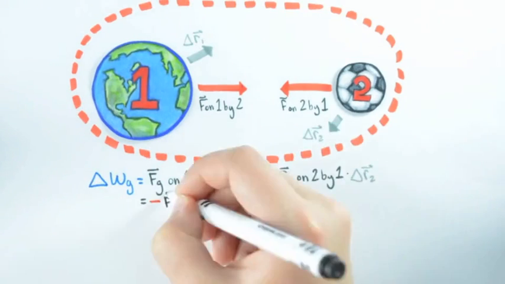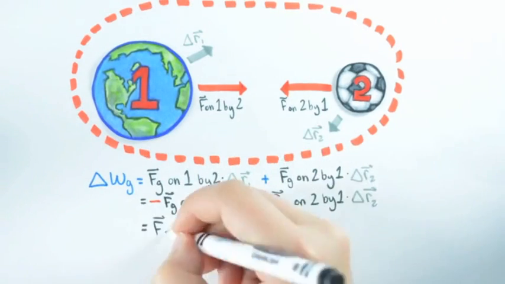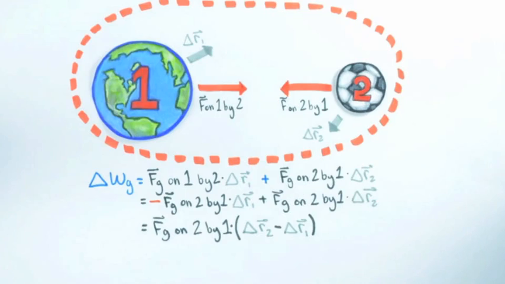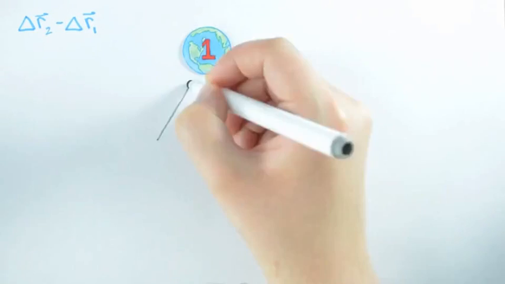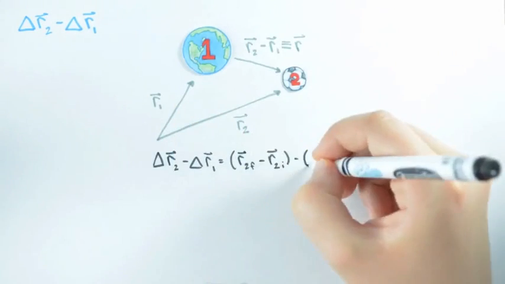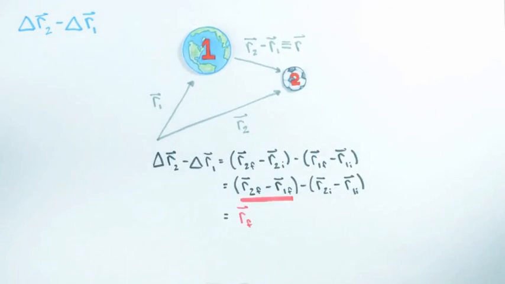Now, we can use reciprocity to rewrite this term, and we can factor out the common force term because the scalar products obey this distributive property. Let's focus on the term delta r2 minus delta r1. We can expand and rearrange, and using a few steps of algebra, we can see that this term is just the final relative position vector, and this term is just the initial relative position vector. So delta r2 minus delta r1 ends up just being equal to the change in the relative position vector delta r.